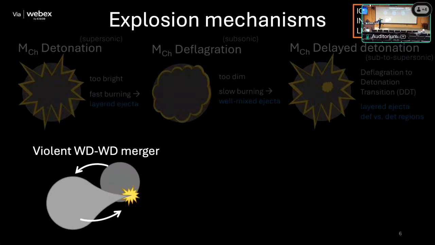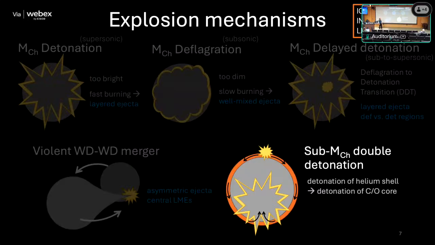You can get a violent white dwarf merger. It is what it sounds like, a very asymmetric scenario. You can also get sub-Chandrasekhar mass white dwarfs to explode if you have a thin helium shell on the outside that ignites and then sends a shockwave and causes the rest of that carbon-oxygen core to explode. And in this case, it's a detonation, fast-burning, layered ejecta, and an observational signature might be to see an outer layer of helium-burning ashes, like an outer layer of calcium.